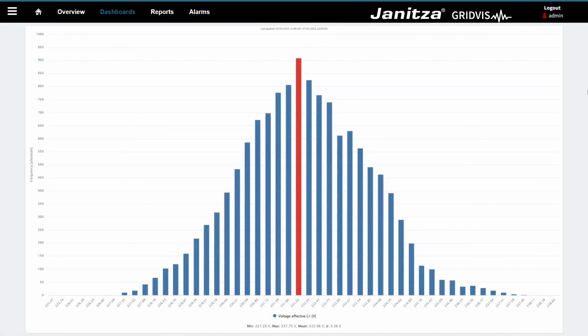In this example, the histogram shows you with little effort that the voltage is normally distributed about the average value of 332.06 volts. With doubled standard deviation, about 95% of the measured values lie in a range of plus minus 3.36 volts about this average value.